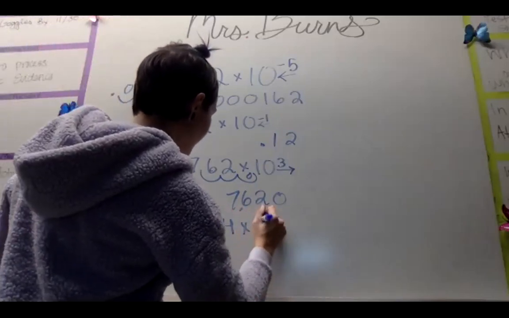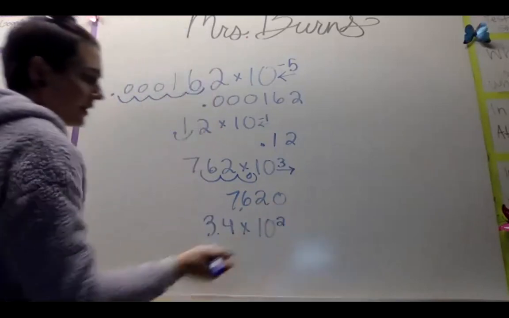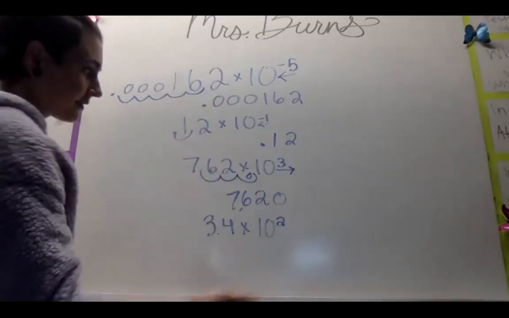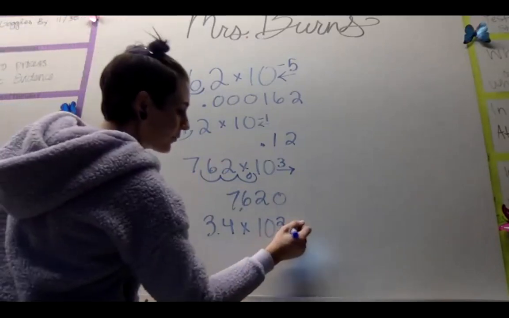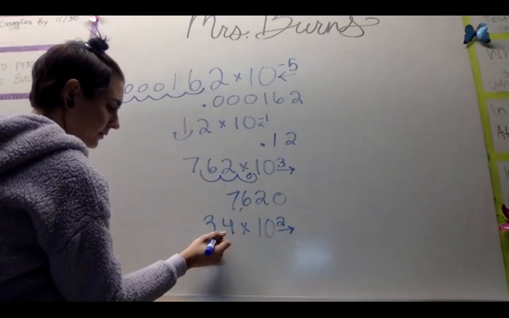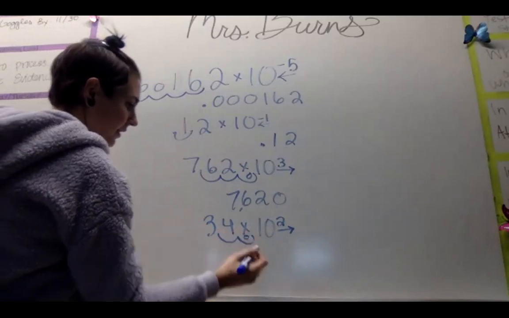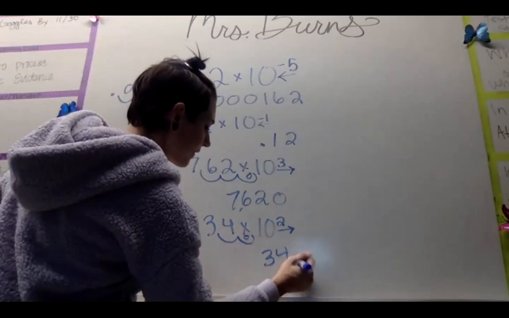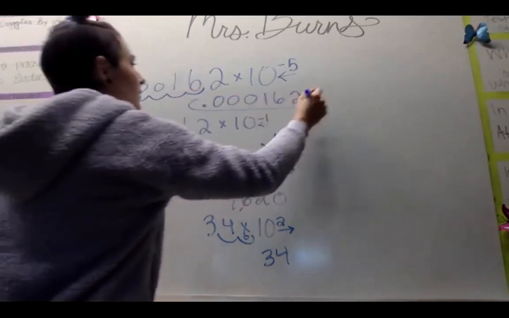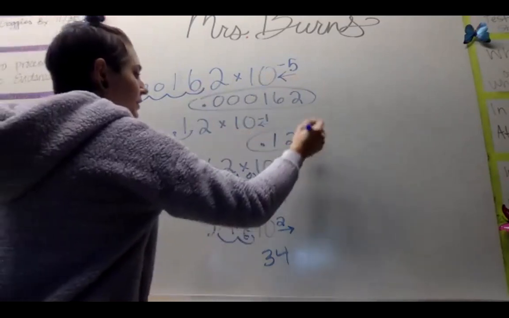And then let's do the last one here. 3.4 times 10 to the 2. This one is positive, so which direction am I moving my decimal? Right. How many times? Twice. And there we go. That is my scientific notation. And let me circle these for you.